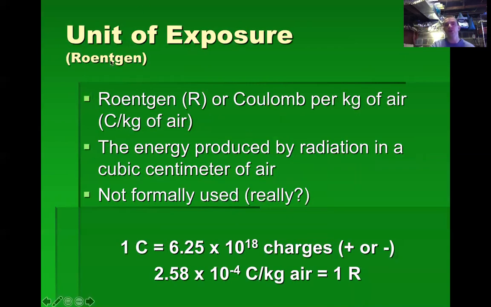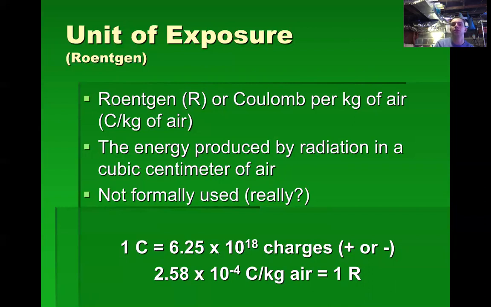So the unit of exposure is given as the Roentgen, going back to Wilhelm Roentgen. The SI unit is the coulomb per kilogram of air. So this really is just the energy produced in the air by this radiation, ionizing and essentially giving energy to the air ions that are created. It's not really used outside of instrumentation these days.